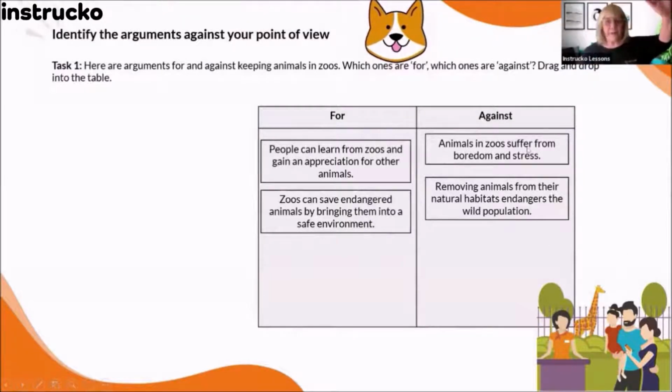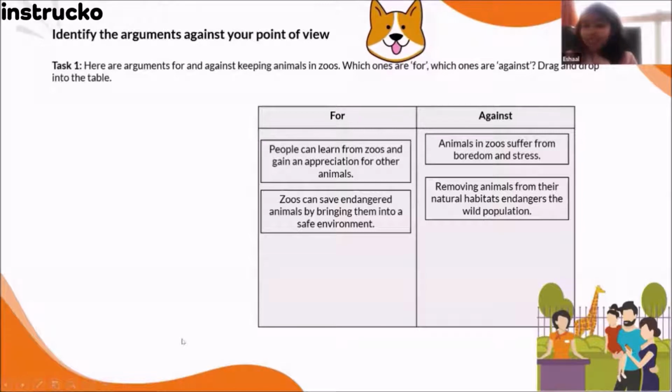People can learn from zoos and gain our appreciation of other animals. Vinukrish, hand up. Shout it out. I disagree with you because animals in zoos suffer from boredom and stress. Aishal, you could then say, who said that? Put your hand up, please. Yes, I understand. However, zoos can save endangered animals by bringing them into a safe environment.